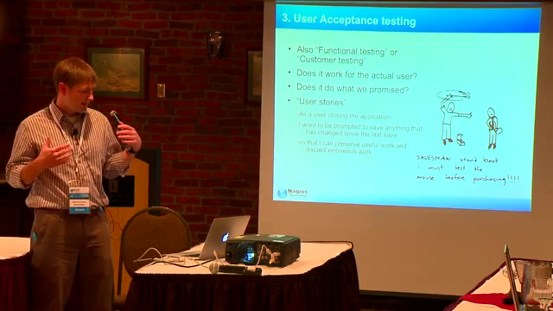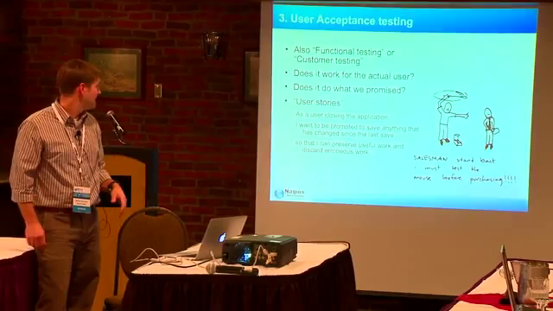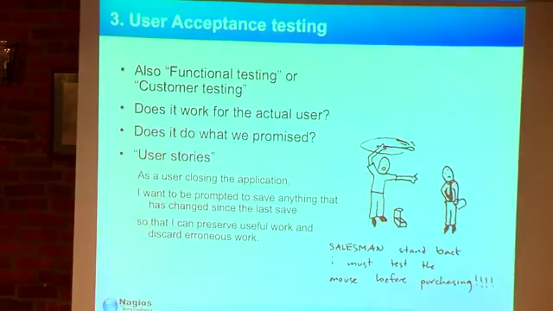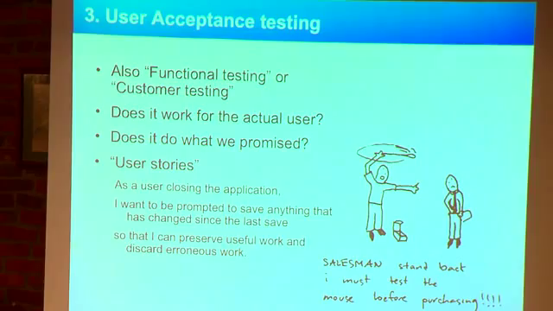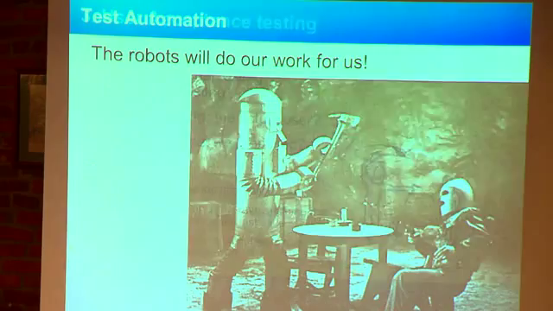It focuses on user stories. And an example of a user story that actually can be used in some test frameworks is: as a user closing the application, so that kind of lays out the assumptions, I want to be prompted to save anything that has changed since last save so that I can preserve useful work and discard erroneous work. And you can run that test and verify whether or not it behaves as expected.